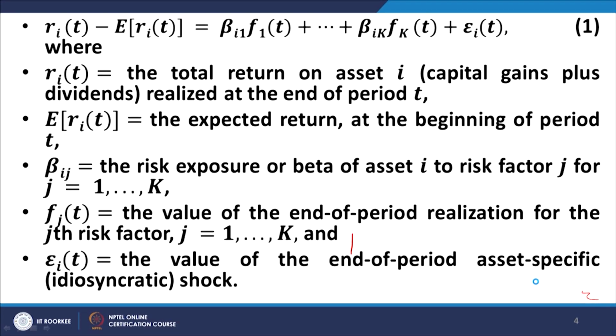RIT is the actual return, the realized return, the total return on asset I, which includes capital gains as well as dividends realized at the end of the period t. E of RIT is the expected value of this return as worked out at t equal to 0. Beta ij is the risk exposure or beta of asset I to risk factor j. Fjt is the value of the end of period realization for the jth risk factor, and epsilon it is the value of the end of period asset specific idiosyncratic risk or shock.